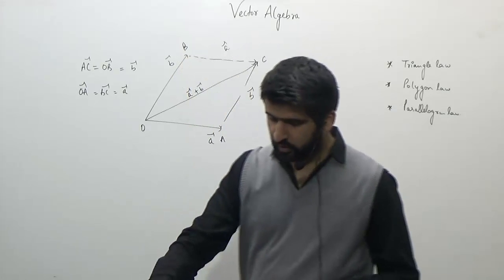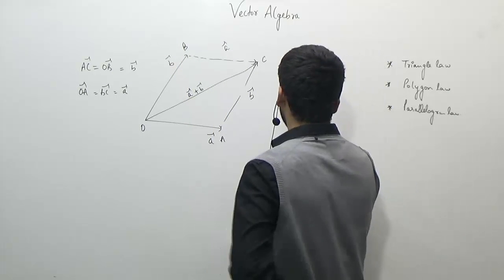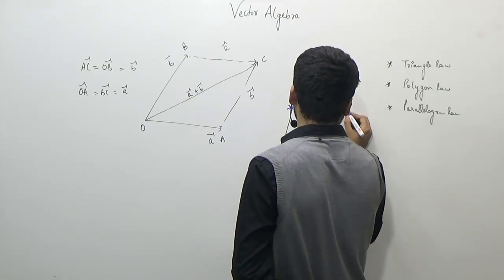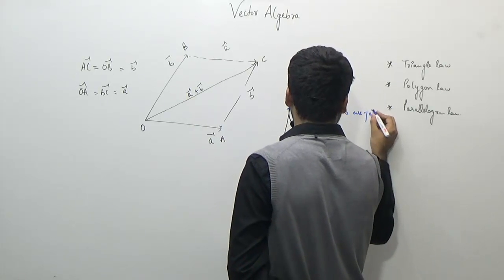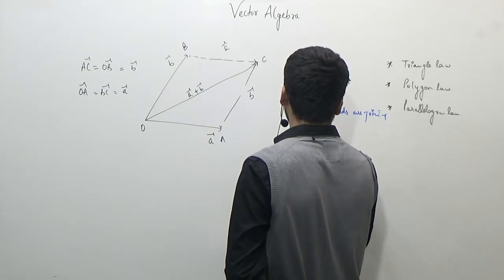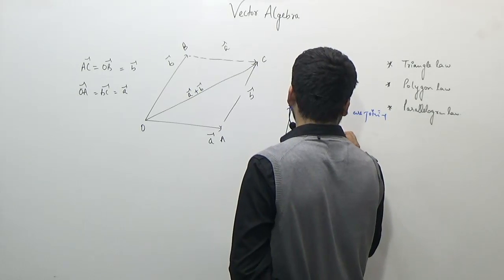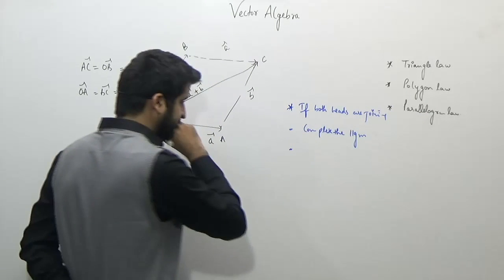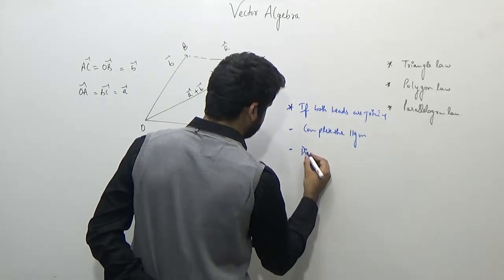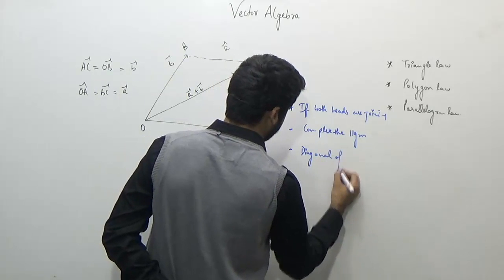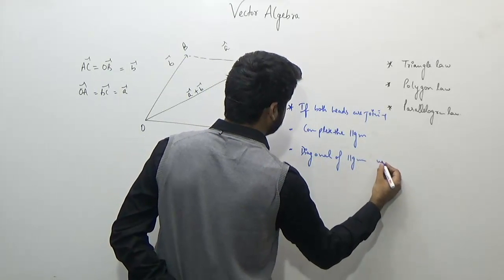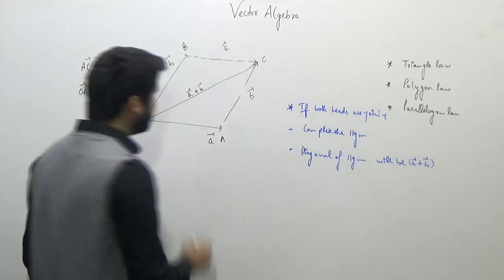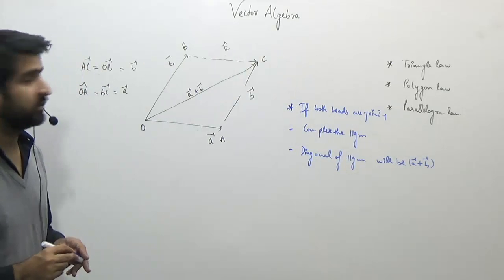Right? So what are the steps? The first step is, if both tails are joining, we complete the parallelogram, and the next step is that the diagonal of the parallelogram will give you A vector plus B vector. Now this was just one diagonal. Let's see the other diagonals. What are the other diagonals?